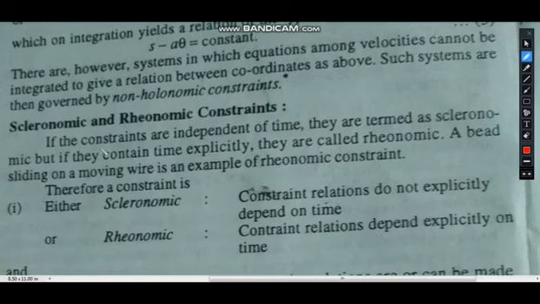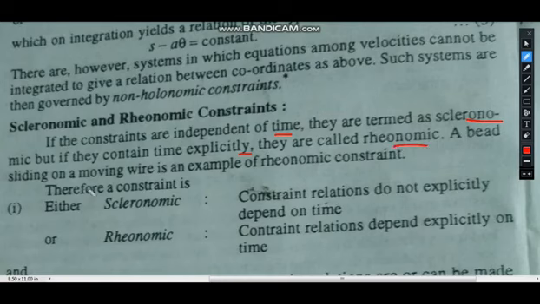The next type we are going to see is scleronomic and rheonomic constraints. This is another type of constraints. If the constraints are independent of time, so if time is not involved, they are termed scleronomic, but if they contain time explicitly, there are two terms, explicit and implicit. Explicit means you are able to see it clearly, implicit means it is inside, you can't see it. So if it is independent of time, it is said to be scleronomic. If it is dependent on time, then it is said to be rheonomic.